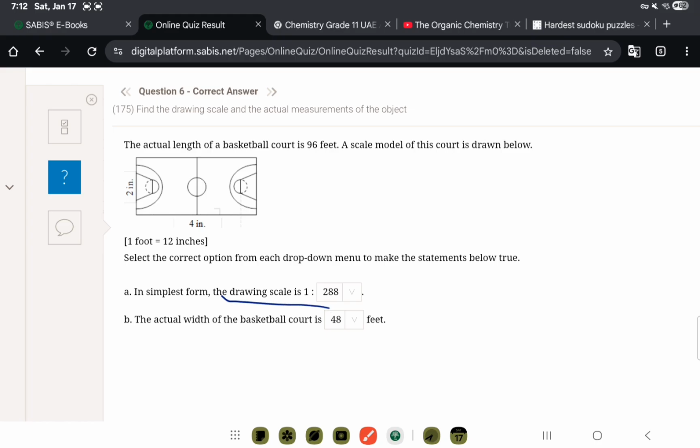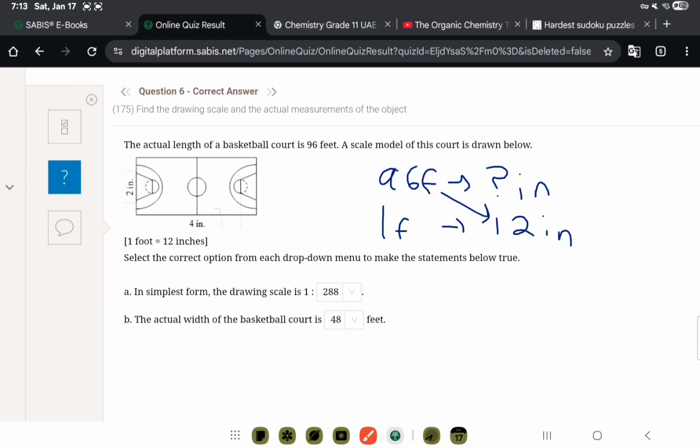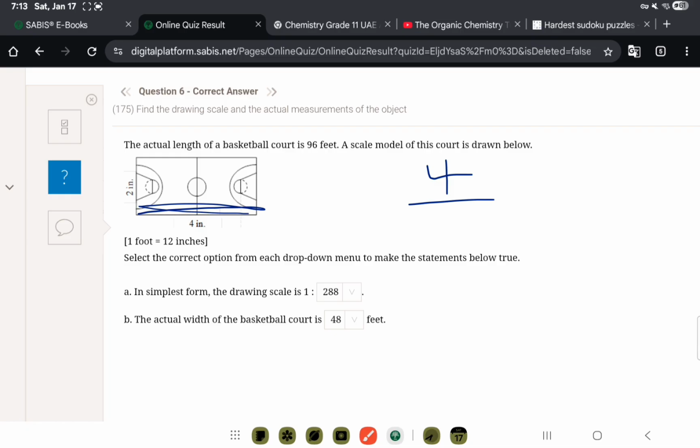Now, the drawing scale. How do you find the scale? So basically what you do is you have to convert it. So we convert the actual length. 96 feet equals, and 1 foot equals 12 inches. Just cross multiply. So it's going to be 96 times 12. You get 1152. Now, you do the drawing over the actual, which is 1 over 1152. You're going to get 1 over 288.